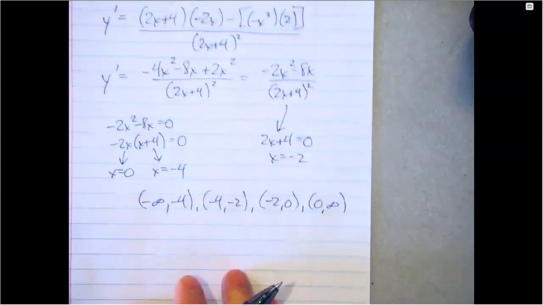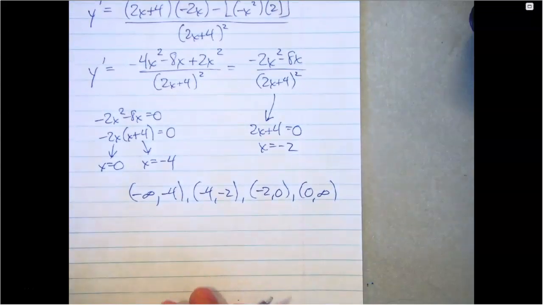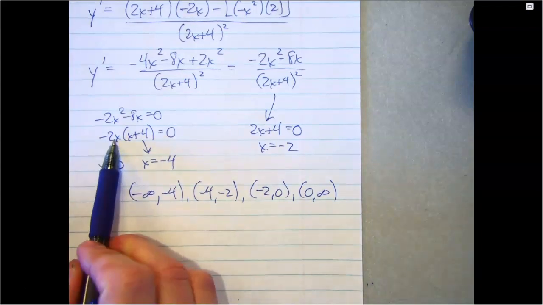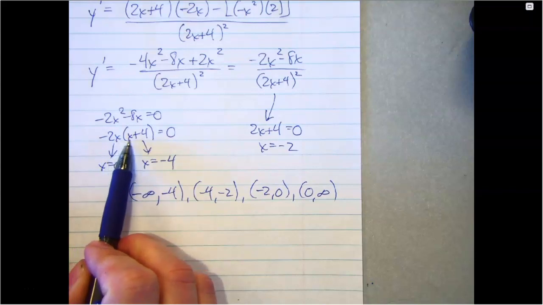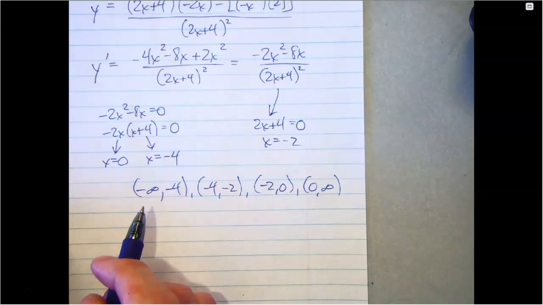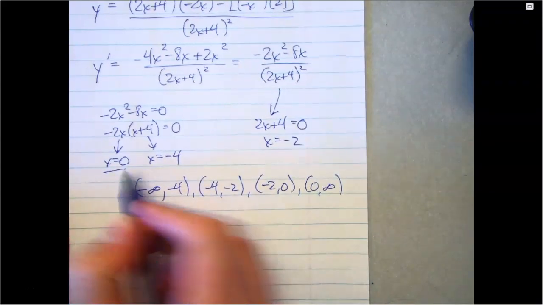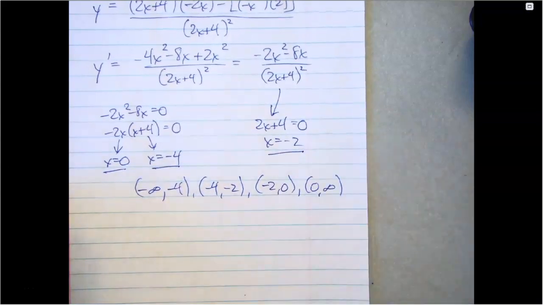Just wanted to practice more, take the test up more. So I'm practicing that. I factored out a negative 2x, and that leaves me with x plus 4 on the inside. Alright. Should have 3 critical points: 0, negative 4, and negative 2.